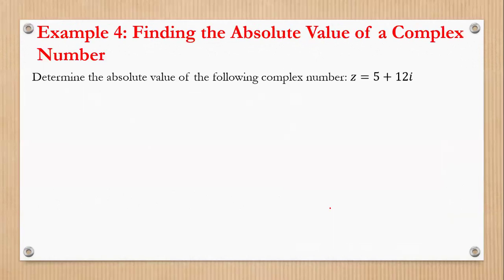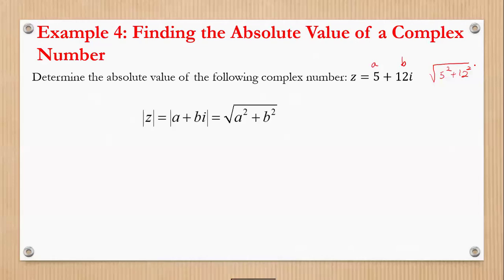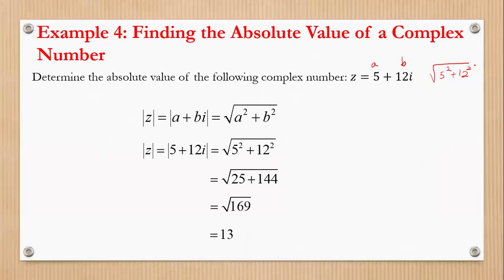For example, we want to find the absolute value of this complex number. In this complex number, a is 5 and b is 12. To find the absolute value, we need the square root of a squared plus b squared. So 5 squared plus 12 squared. 5 squared is 25, 12 squared is 144, 144 plus 25 is 169, and the square root of 169 is 13. So the absolute value of this number, or the distance from this point on the complex plane to the origin, is 13.